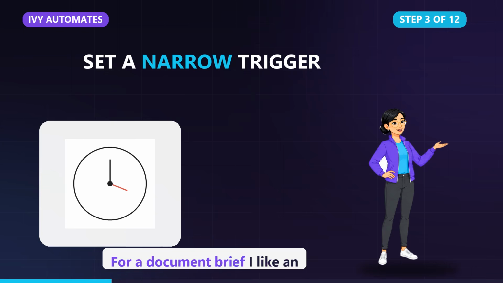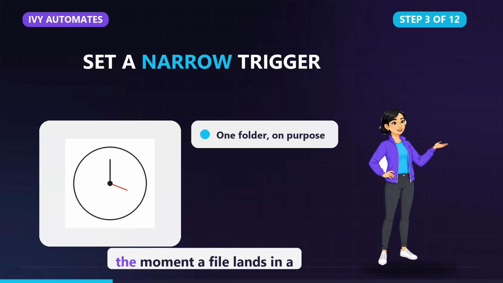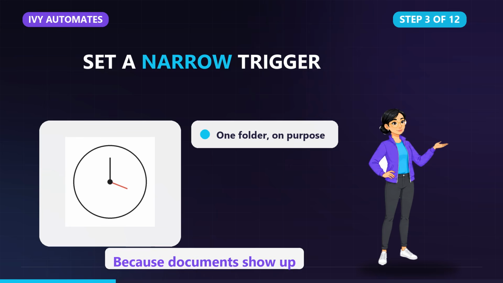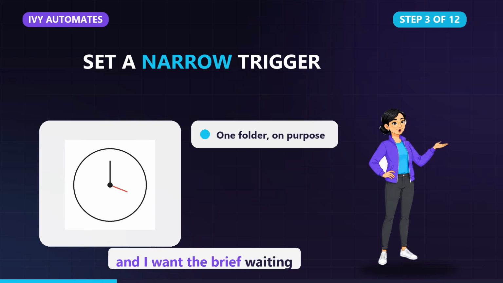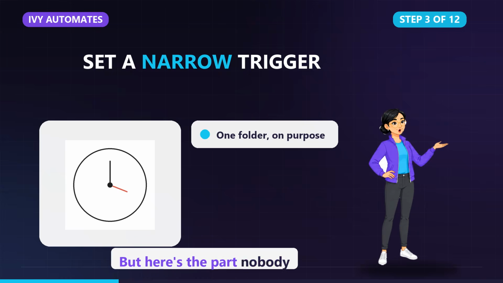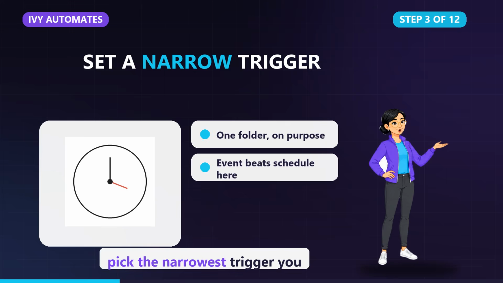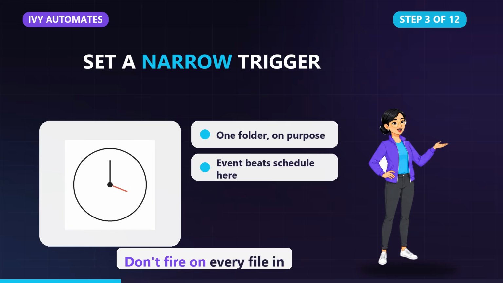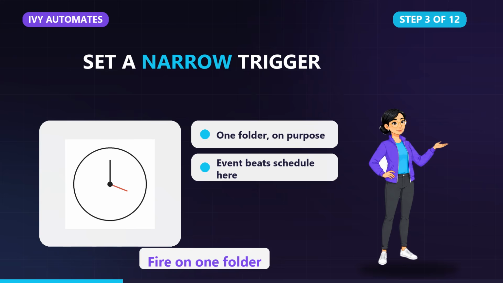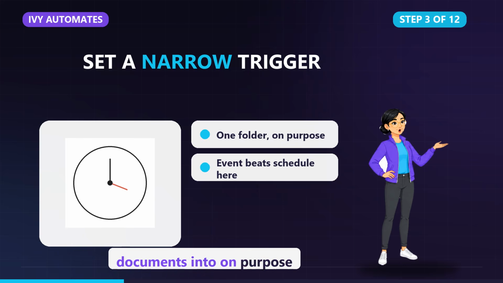For a document brief, I like an event trigger. The moment a file lands in a specific folder, the flow starts. Why? Because documents show up whenever they show up, and I want the brief waiting for me, not queued behind a timer. But here's the part nobody tells you. Pick the narrowest trigger you can. Don't fire on every file in your entire drive. Fire on one folder, the one you'll drop long documents into on purpose.